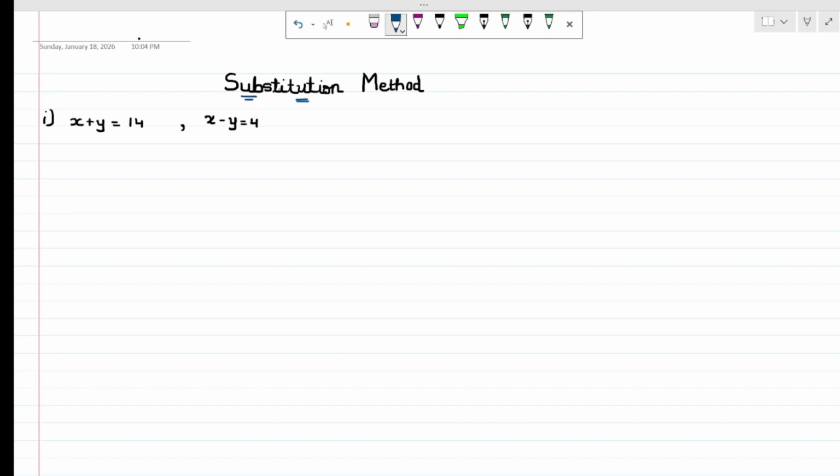In the earlier video, we learned about the solution of linear equations in two variables, in which we saw three methods. First was graphical, second was substitution, and third was elimination method. So in this video, we are going to talk about the substitution method. So let's take the example of these two equations. First is x plus y is equal to 14 and second is x minus y is equal to 4.